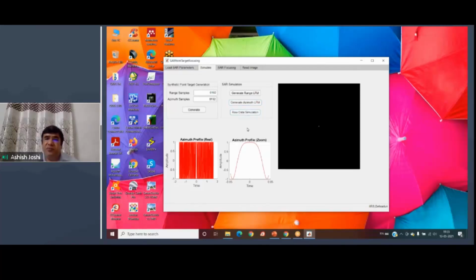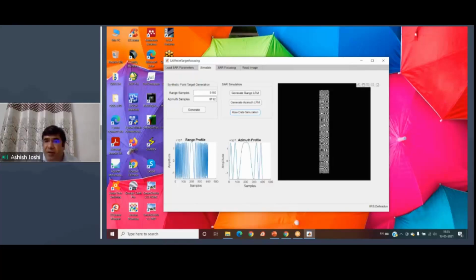So what is raw data simulation? This point target is convolving with the range chirp and the azimuth chirp, and forming a raw data. So you can see, if a point target is like this and the SAR looks at this point target, then this type of raw data we will see. Okay, so this is the synthetic SAR simulation. From the point target we have made one raw data using a single point target.